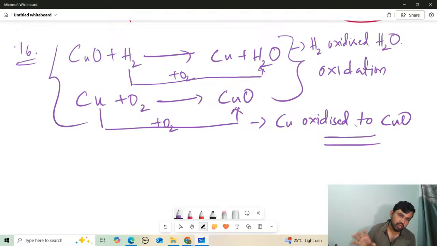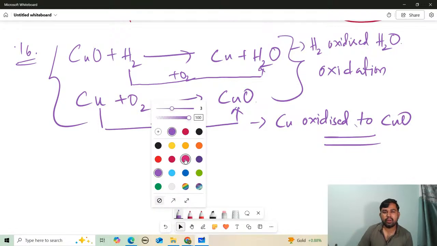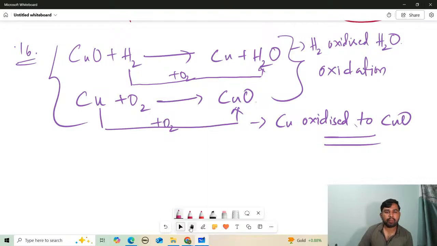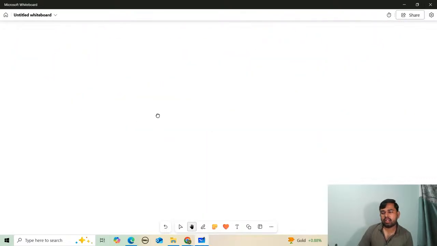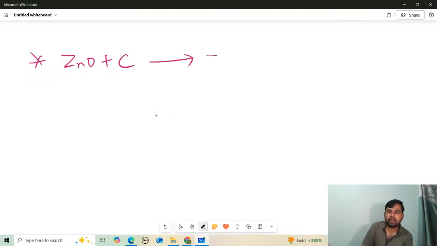See, the same equations you can give for reduction. Anyway, let me write other examples also. So now I will write another equation, a unique example for reduction. We have the reduction of zinc oxide. So I can get zinc plus carbon monoxide, carbon dioxide, I think.